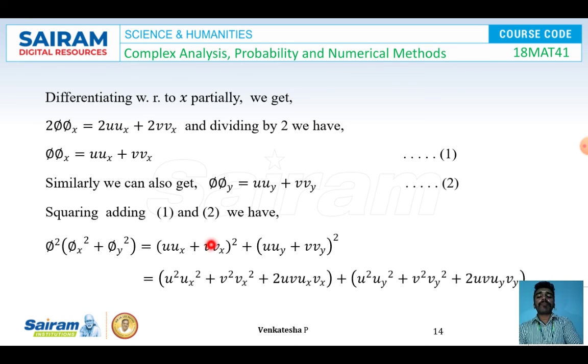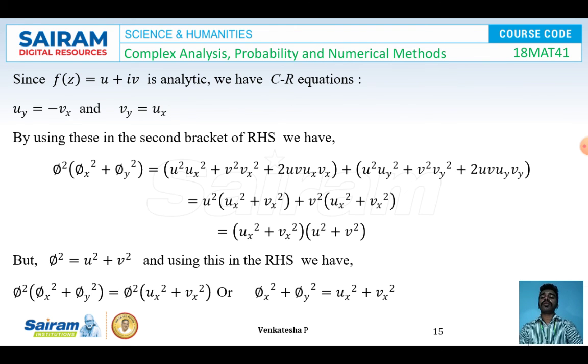Expanding this using the (a plus b) whole squared formula, we'll have u squared ux squared plus v squared vx squared plus 2uv ux vx plus u squared uy squared plus v squared vy squared plus 2uv uy vy. Now I'm going to group the terms. Since the function f of z is equal to u plus iv, I can make use of the CR equations. I'll be replacing all uy terms by minus vx and all vy terms by ux.